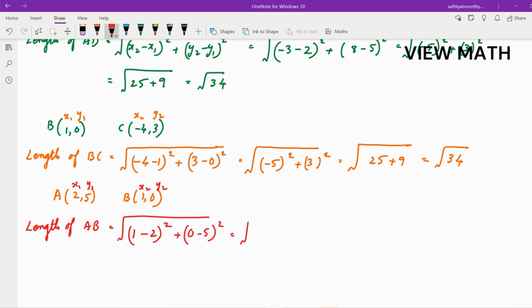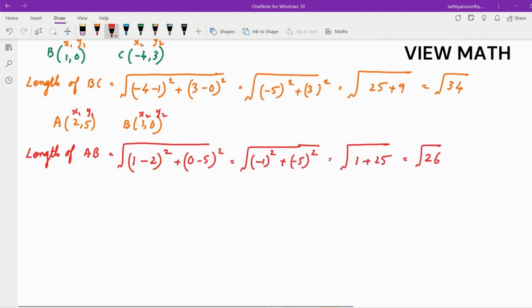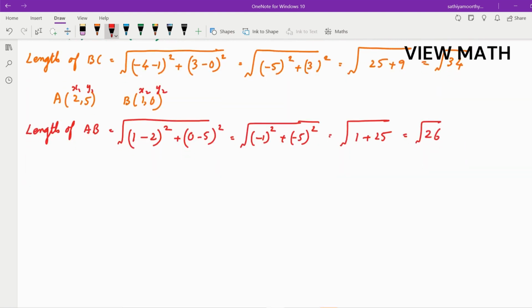So this is equal to square root of (1 minus 2 is -1) the whole square plus (-5) the whole square. So this is equal to square root of 1 the whole square is 1 plus (-5) the whole square is 25. So if I add, I get square root of 26. So from this I can say it is not a square because all the sides are not equal, because length of AB is different.